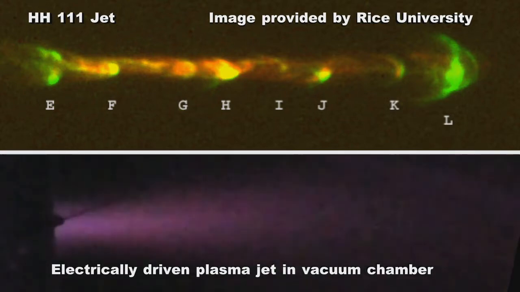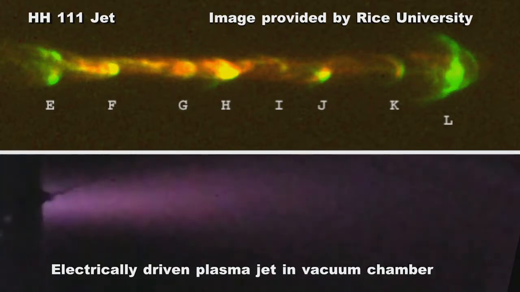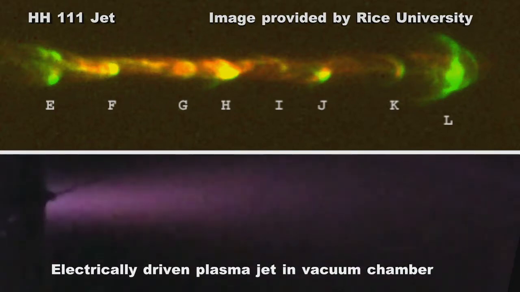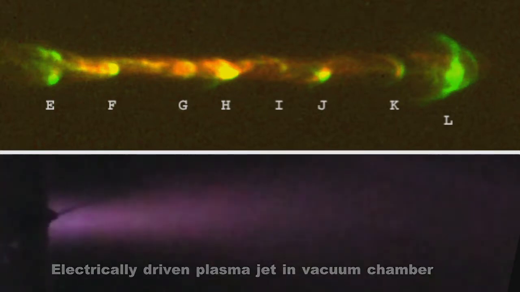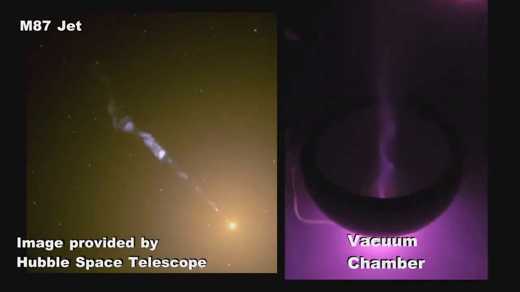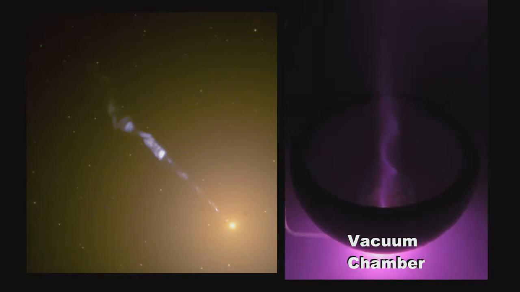The structure we see in the jet of HH111 does not fit with what would be found in an externally electrically driven plasma jet. So I must conclude that the jet of HH111 is not externally electrically driven. This same logic would apply to the jet of M87. This jet is not a continuous structure that would be expected if this was truly externally electrically driven, as the jet on the right is. But we do see the common overall shape of the jets due to the shared magnetic bowl structure responsible for the jets in both M87 and the jets in the vacuum chamber.